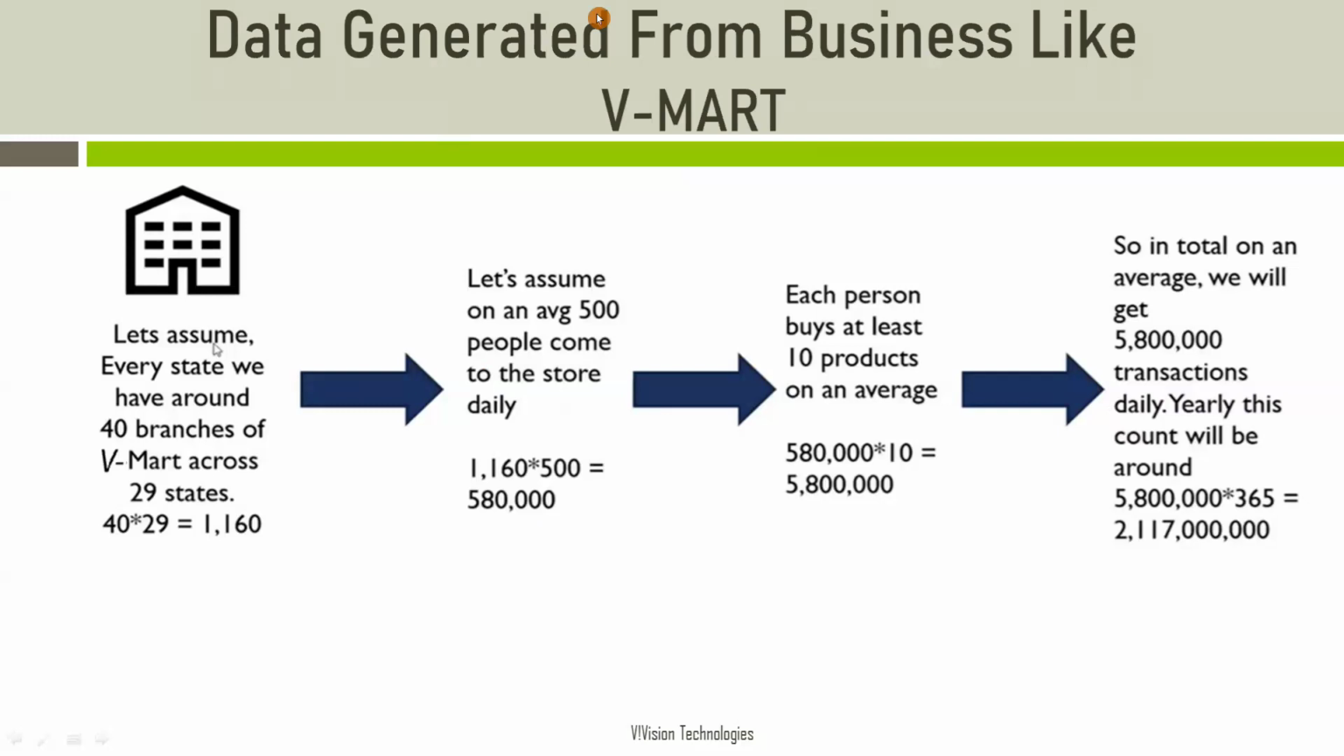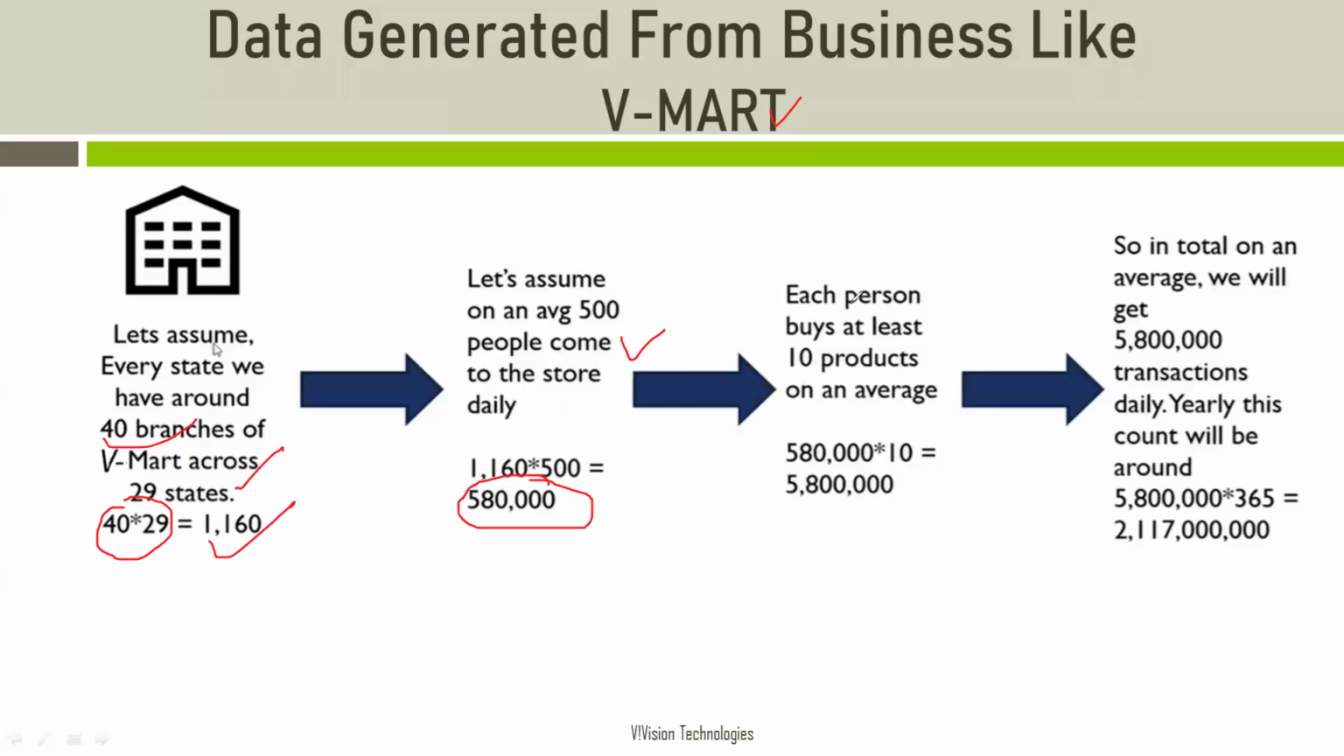So there is data generated from a business like V-Mart. Let's assume in every state we have around 40 branches. So how many states do we have across? 29. 40 into 29, it's like 1160. So this many marts are available. Now let's assume an average of 500 people come to the store on a daily basis. So how many people? It's like 5 lakhs.